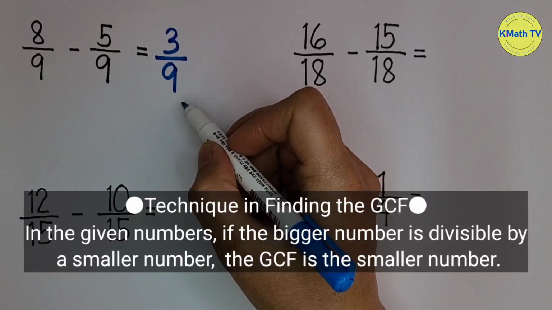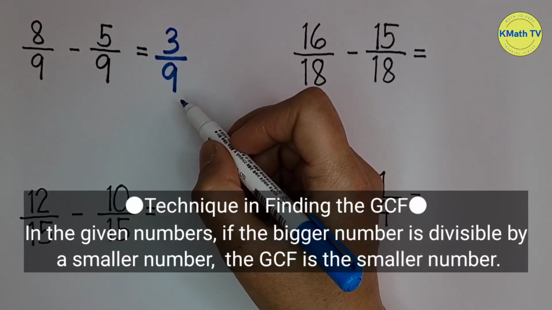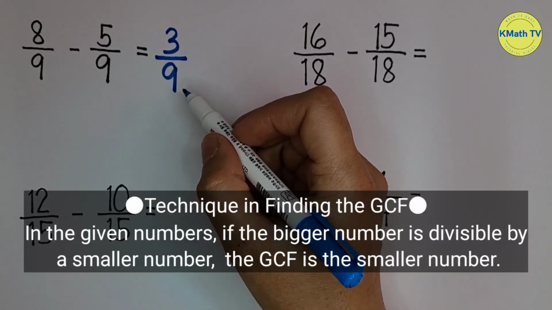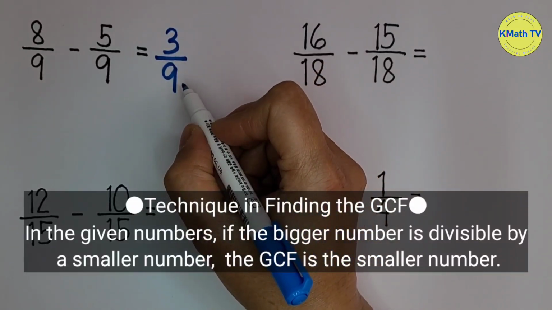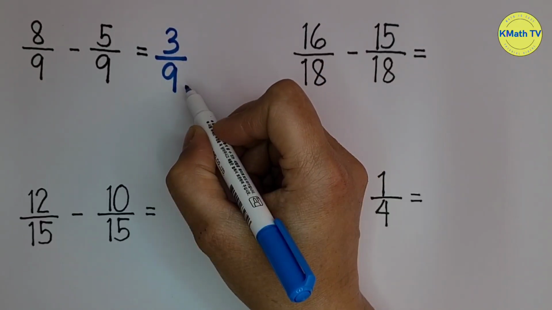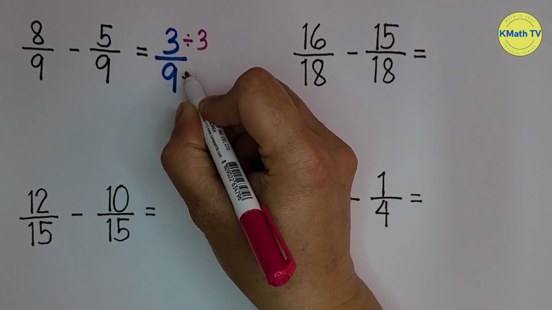The bigger number is 9 and the smaller number is 3. Is the bigger number 9 divisible by 3 or can be divided by 3 without a remainder? The answer is yes. Therefore, the greatest common factor or GCF of 3 and 9 is 3. Okay, now let's divide the numerator and the denominator by 3.